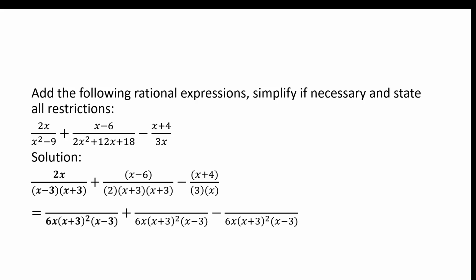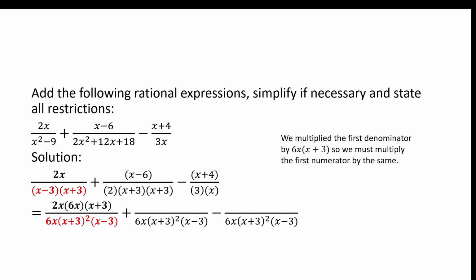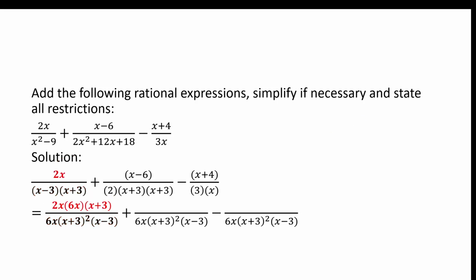Okay, so let's look at our first denominator. It was x minus 3, x plus 3. I see that we introduced a new factor of x plus 3 and a new factor of 6x. In other words, we multiplied the first denominator by 6x, x plus 3. So we're going to multiply our first numerator by 6x, x plus 3.